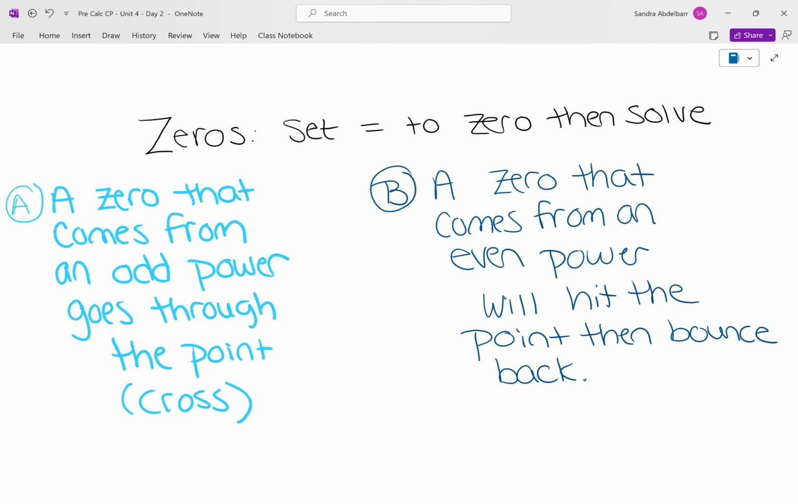All right, are we ready to try some problems now? Not yet. Finish copying, then we'll try some problems. What does it mean to bounce back? You will see.